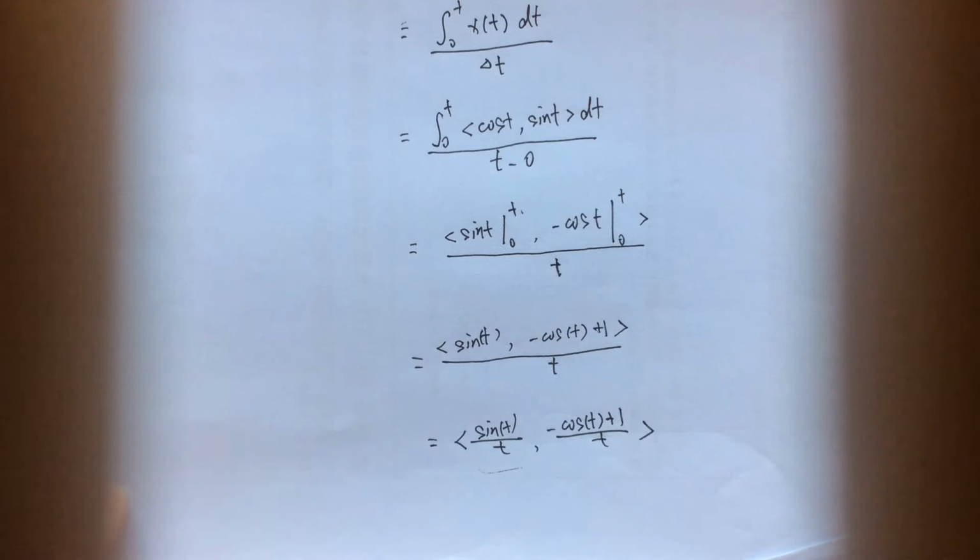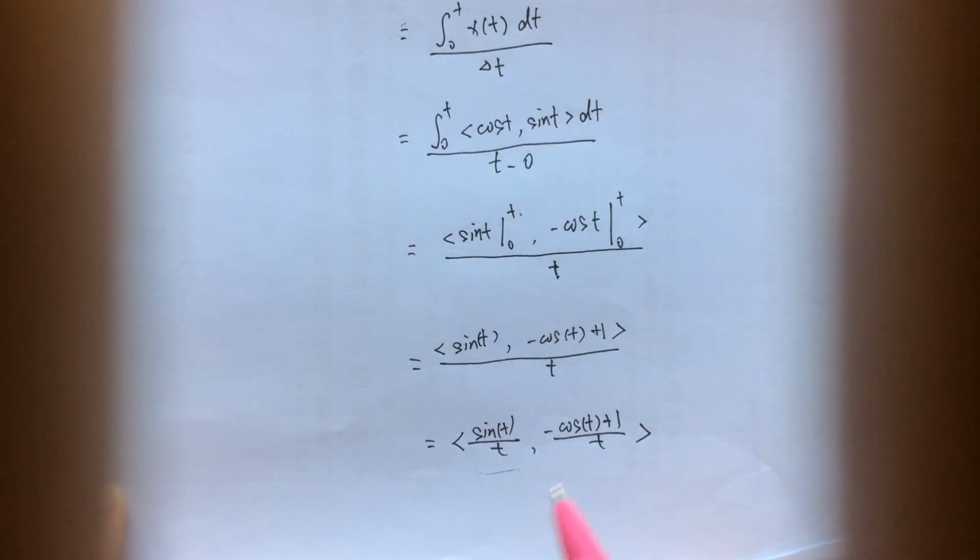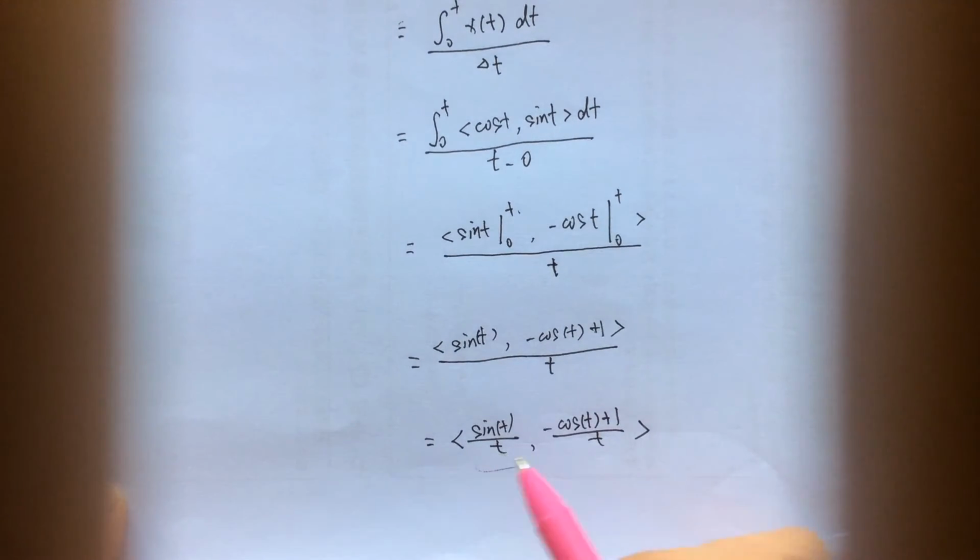Here we got our function: sine t over t, comma, negative cosine t plus 1 over t. Here is our answer to the question, a function that can model the average displacement of the particle as it completes one revolution.